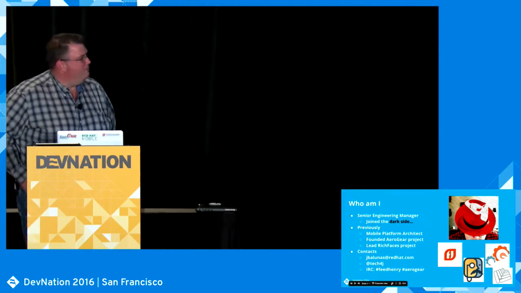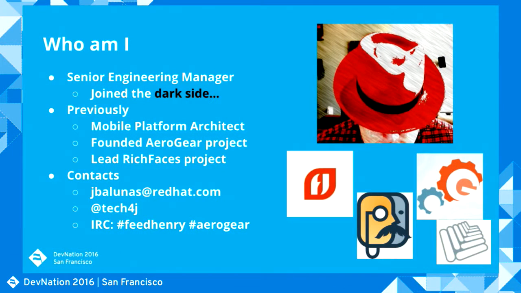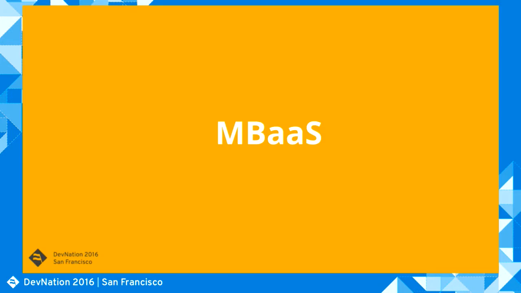So just quick, a little bit about myself. My name's Jay Balunas. I've been at Red Hat now for a little over 8 years, and unfortunately I've kind of gone to the dark side. I'm now officially an engineering manager. I do still try to stay as technical as I can. So in a previous life, I founded a few open source projects. I've led a couple others and been involved with various open source efforts for quite a while. And I've been involved with mobile now for about 5 years. And that's a little bit about me.